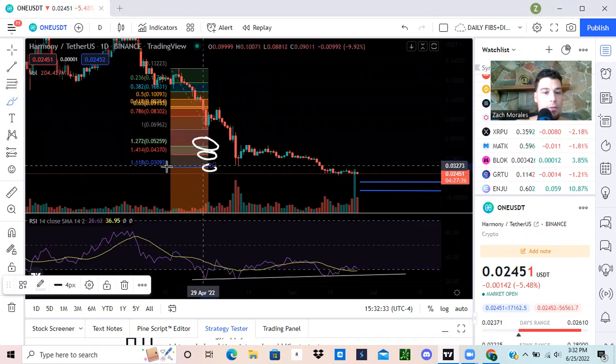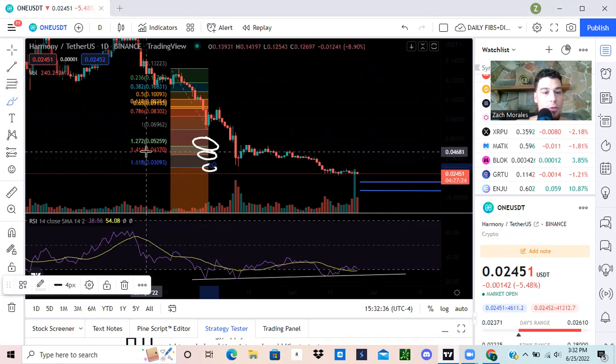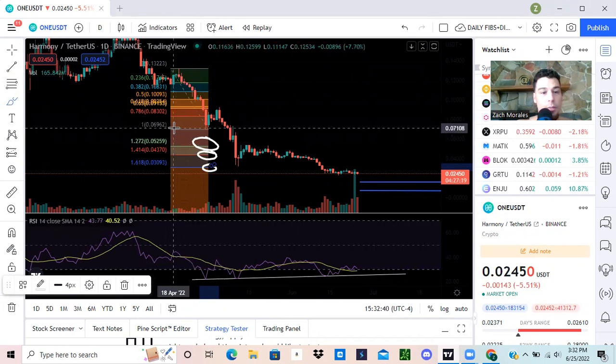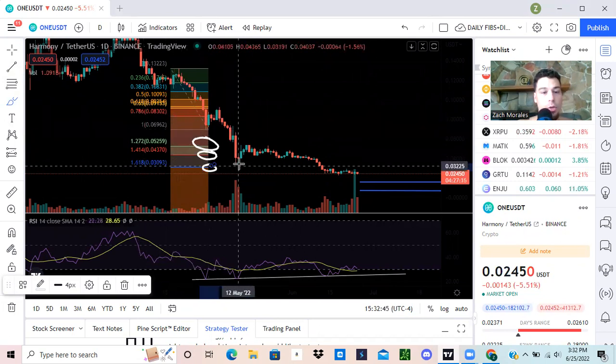All right. So this is your 1.618, your 1.414, and your 1.272. And you're going to hit those levels once you break below your one level on the fibs. So what do you see? We break and we do eventually come down, hitting this level right here, the 1.618 on the fibs.